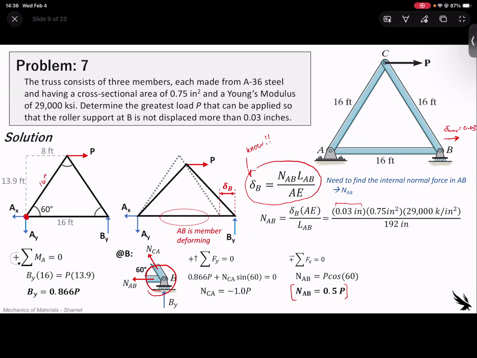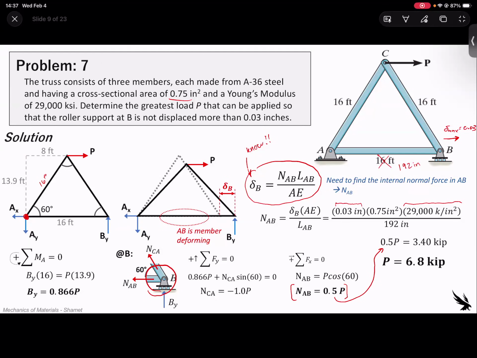The cross-sectional area is 0.75 inches squared, and then the Young's modulus is 29,000 kips per square inch. And then we divide by the length. Now, this is important. We don't put 16 feet here. What we do is we put this as 192 inches, so all the inches will cancel out, and we will be left with kips only. So for NAB, since we know this is 0.5, this is equal to 3.4 kips, which means the maximum P that we can apply is 6.8 kip.